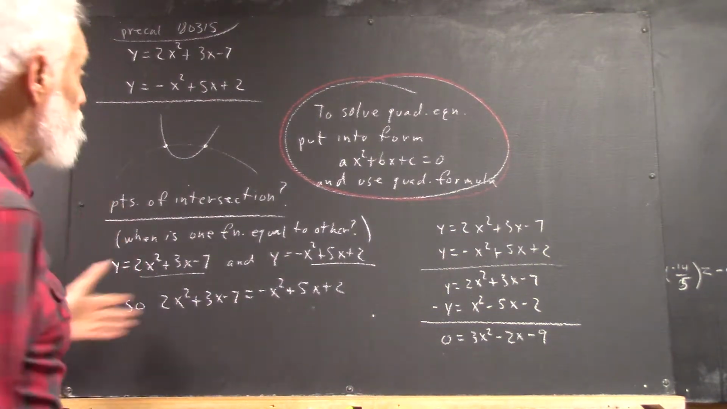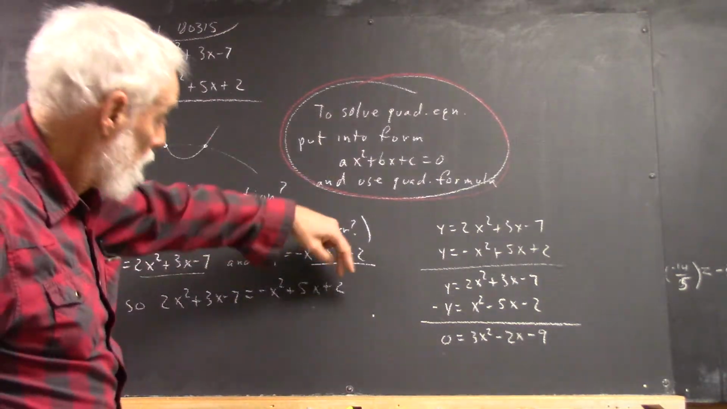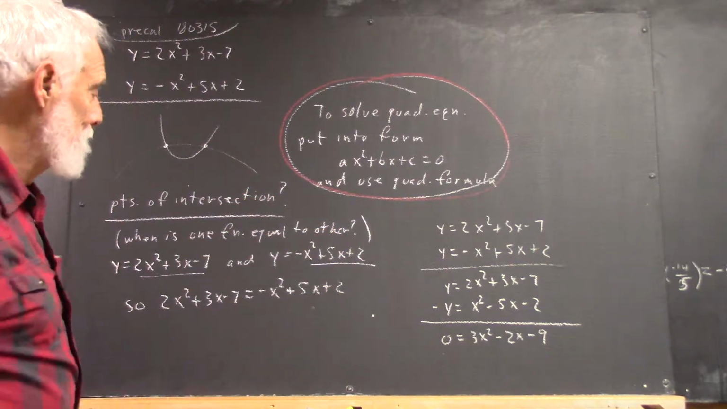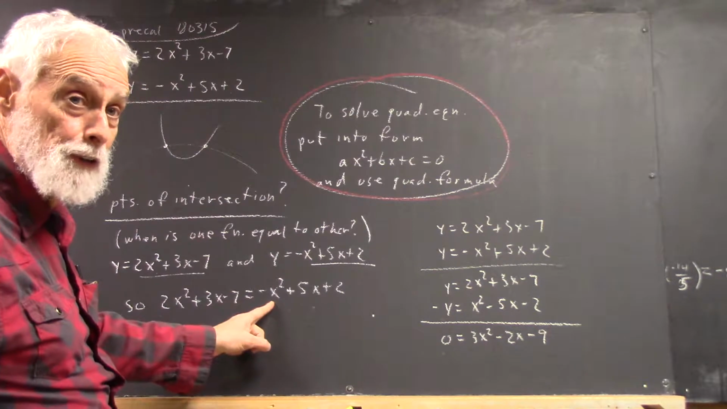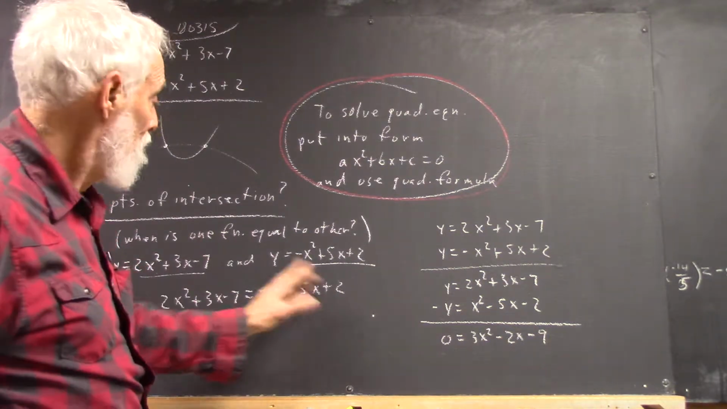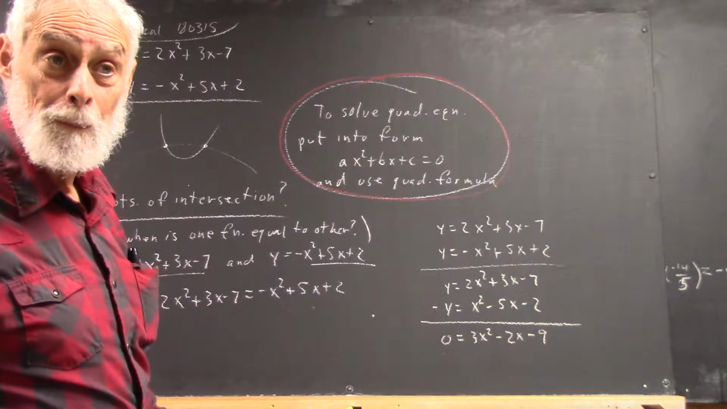Okay, to get this into this form, we got to get 0 over here. And how do we get 0 over here? Well, you said it. Okay? We add x squared to both sides. We subtract 5x from both sides. We subtract 2 from both sides. And we're going to have 0 over here, right?